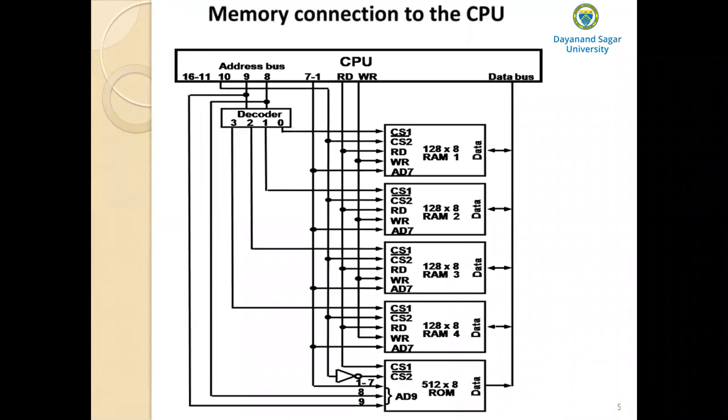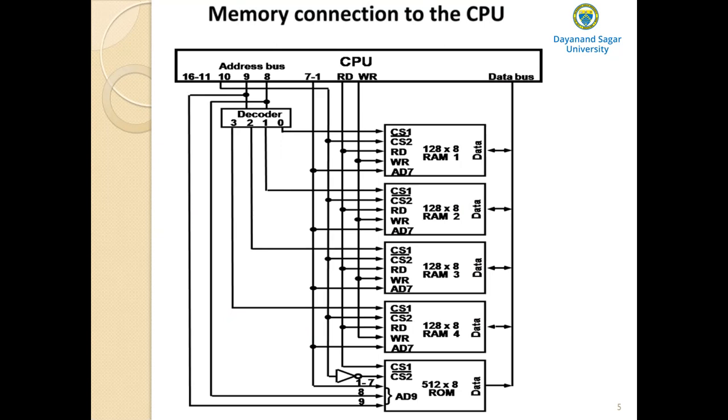Now that is the RAM and ROM configuration, the address assignment for each of the RAM and ROM chips. Next, memory connection to the CPU. The next question is, how do you interface these RAM and ROM chips to the microprocessor? This is the block diagram that shows the memory connection to the CPU.